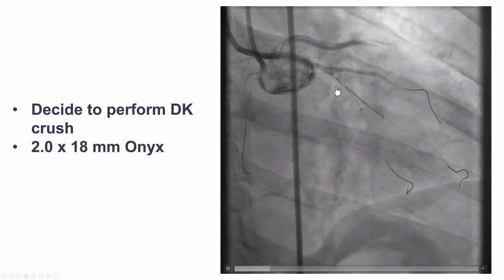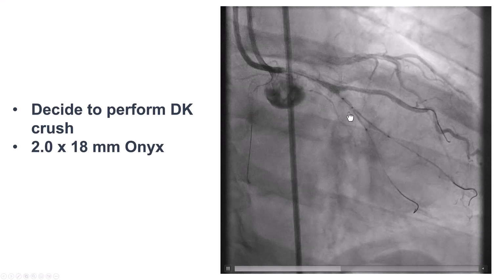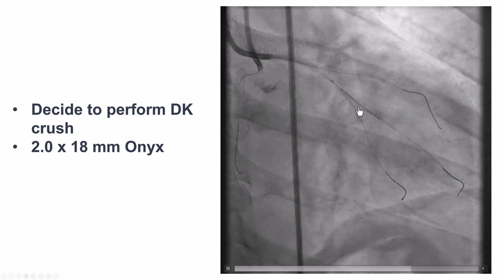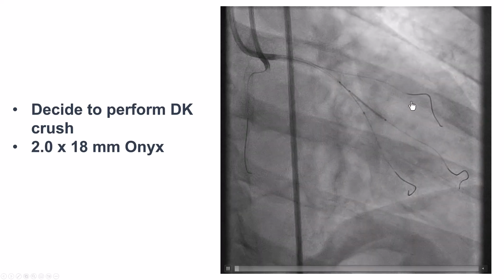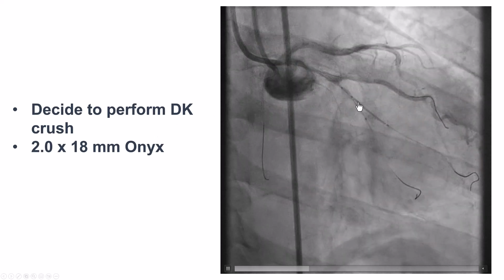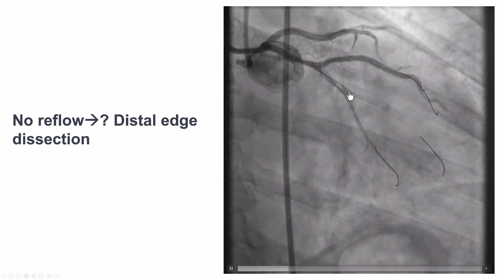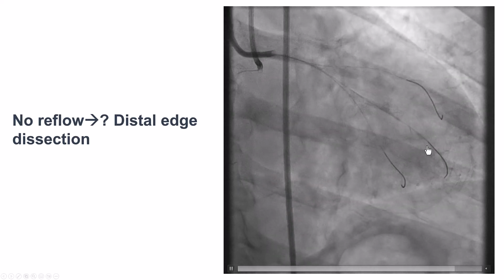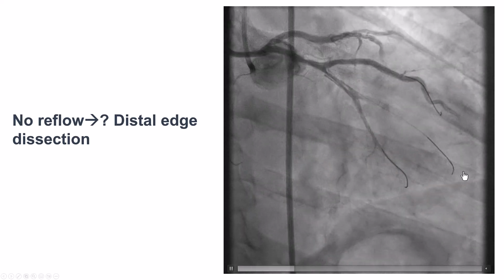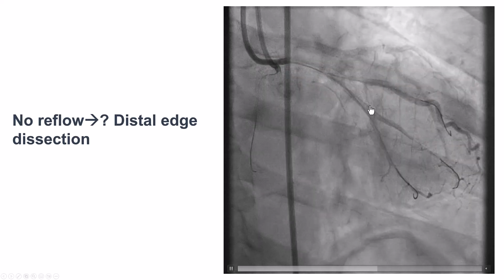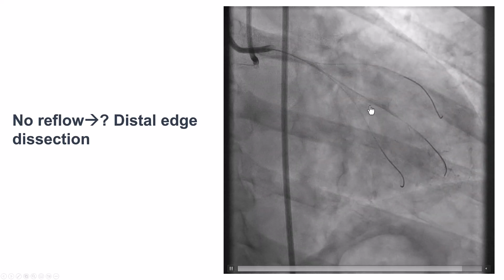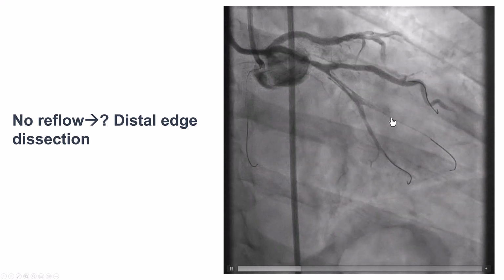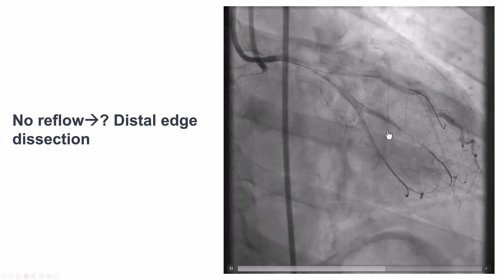Now, because there was dissection at the site of the bifurcation, we decided on a two-stent strategy, DK crush, and started by stenting into the superior branch. However, after stenting, we did not have flow into the distal vessel, still filling through the collateral vessels, which was surprising because no reflow is kind of unusual in CTO PCI, so we assumed that the problem here must have been a distal edge dissection on the stent.